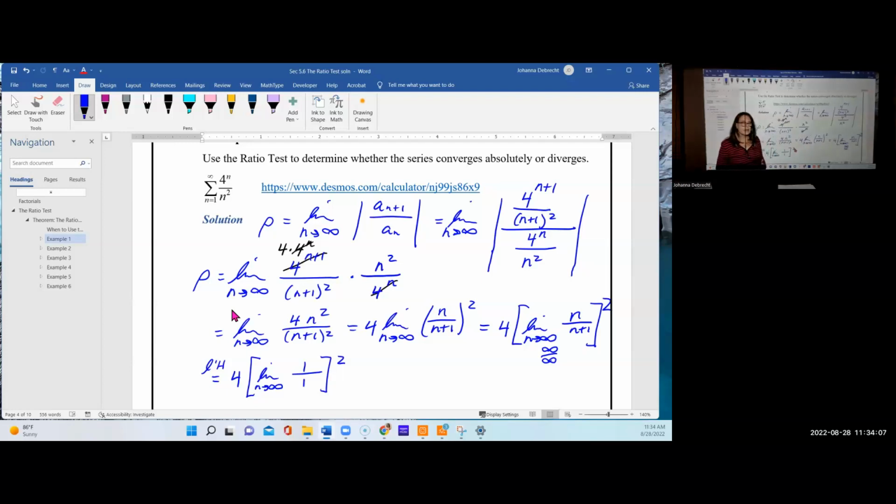Well, the limit of 1 is 1, and then I square it, so I get 1 squared, which is still 1, then I multiply it by 4, so I get that rho is equal to 4, which is bigger than 1. Therefore, the series n equal 1 to infinity of 4 to the n over n squared diverges by the ratio test.